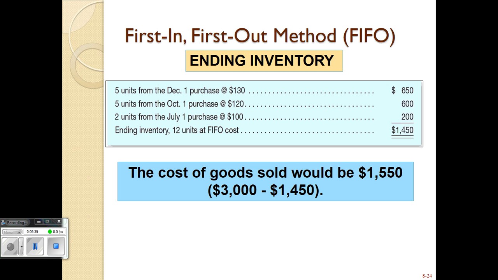They can then figure out their cost of goods sold by taking the $3,000, subtracting the $1,450, and finding out that the cost of goods sold is $1,550. So that's how we would go about doing it for FIFO.